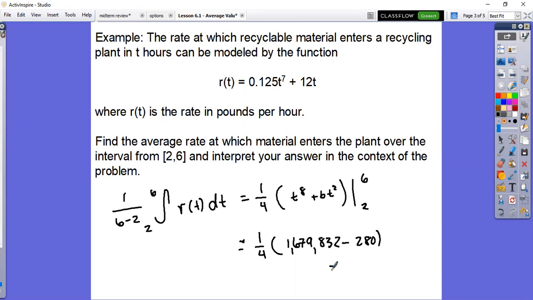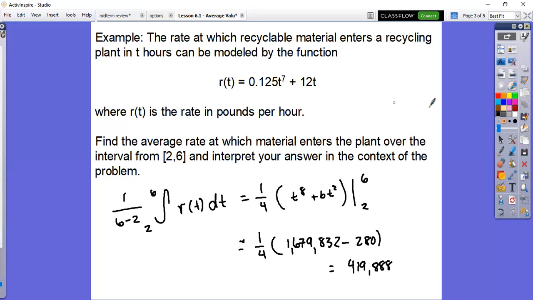All right, so now we're just basically going to take all this in our calculator, and we're going to do 1,679,832 minus 280, divide that by 4, and I get about 419,888. So what this means is over this interval from 2 to 6, this recyclable material is entering the recycling plant at a rate of 419,888 pounds per hour. So that last part is the interpretation of the answer.